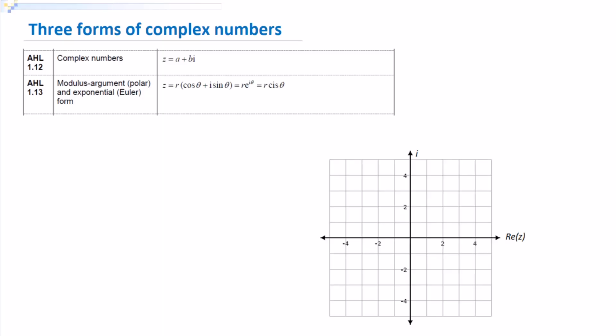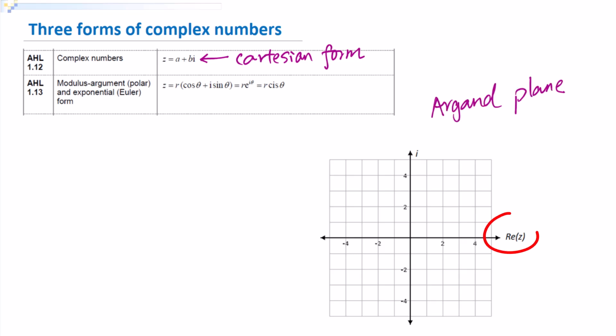This video is about three forms of complex numbers. Z equals a plus bi is also called Cartesian form. You can plot this complex number in this Argand plane. Real part of complex number, imaginary part of complex number.